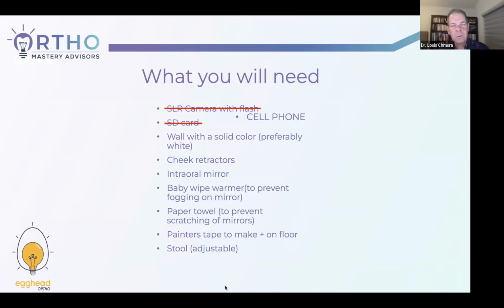You're going to want a stool, something for the patient to sit on that's adjustable, that you can move up and down, because you want to be at their level. You want to be eye to eye with them. So if you're short, you may want to stand on a stool. If they're short, you want them to stand on the stool. But in any case, what you really want to do is get your eyes and their eyes at the same level.